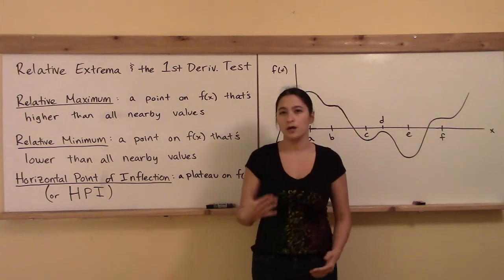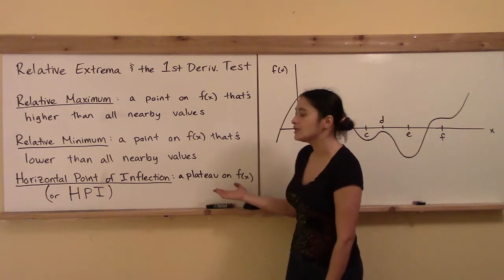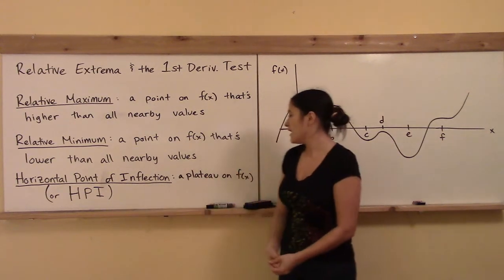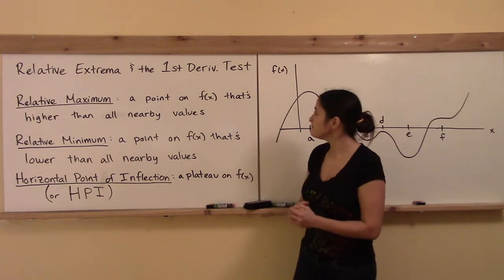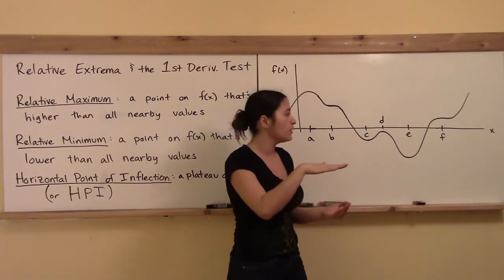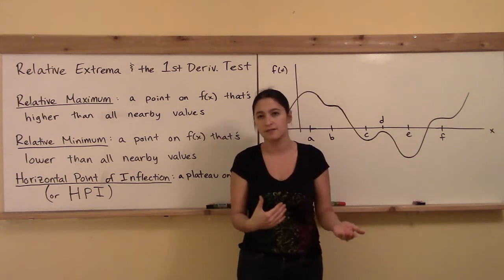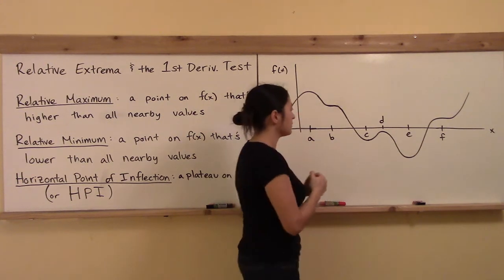All right. So one more thing that we need to define is the horizontal point of inflection, sometimes abbreviated because of its long name as the HPI. And that's what I call briefly a plateau on f of x. That's a point where it kind of flattens out like a plateau, but it is neither higher than everything around it, nor is it lower than everything around it. It's just kind of a flat spot on the graph.